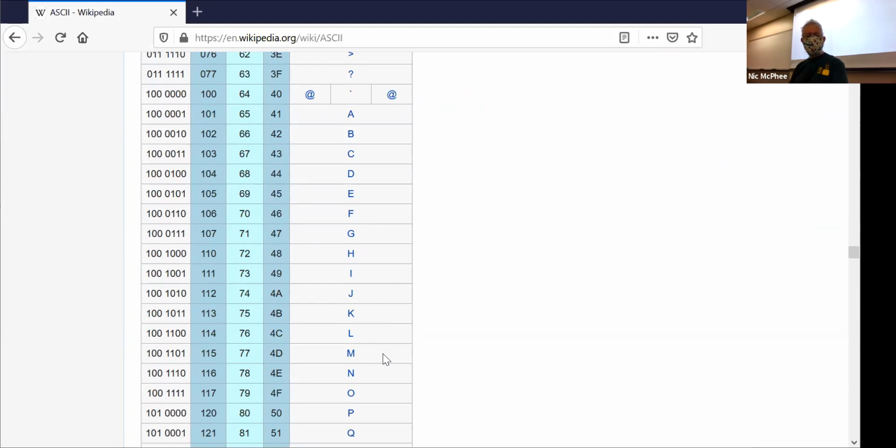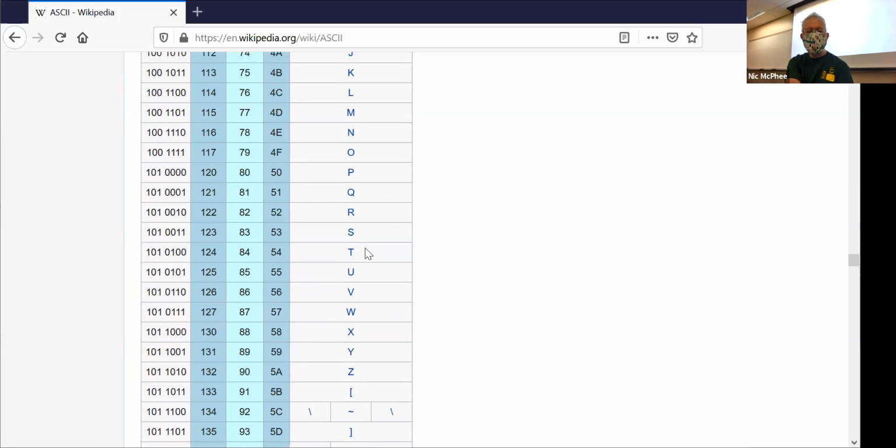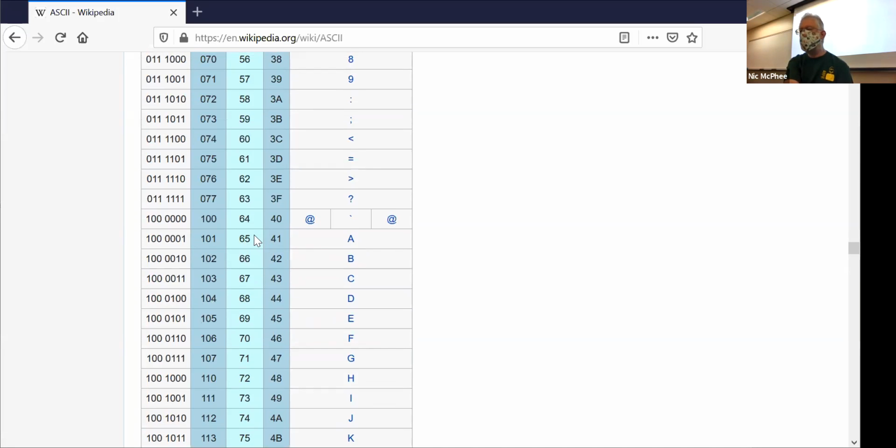Capital J is 74. At symbol is 96. Little g is 103. And notice that upper and lowercase are different. Like a little a is 97. We scroll back, a big A is 65. So we have to have different representations for uppercase and lowercase letters. They're not the same thing.